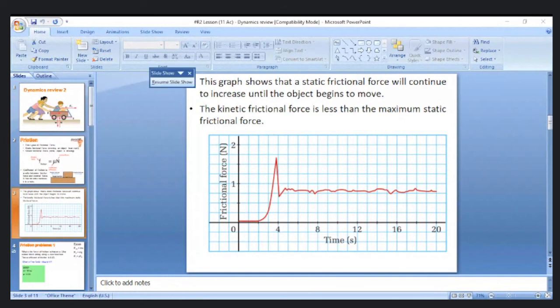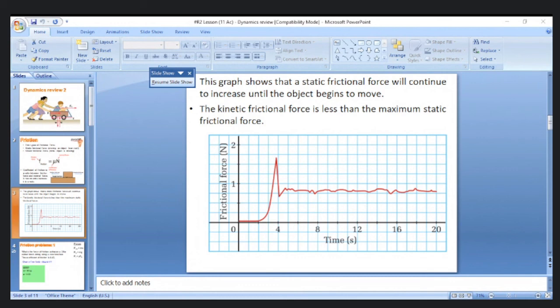Okay, so obviously we've seen this graph before. This graph just shows us that in order to overcome the static frictional force of a stationary object that we want to get moving, the static frictional force is always going to be higher than the kinetic frictional force. So this graph shows the amount of frictional force for this object. As the object begins to move, the frictional force is really quite high. Sorry, the static frictional force is quite high. And then we've got the kinetic frictional force as the object continues in its motion.